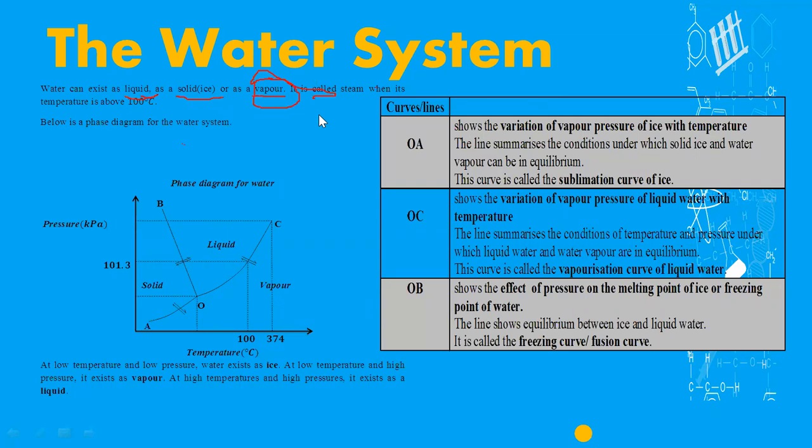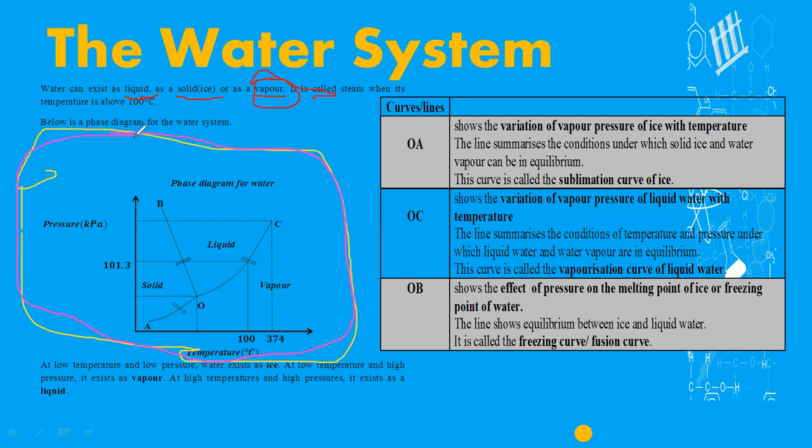So water is called steam when it's above 100 degrees Celsius. Let's carefully look at the phase diagram for water here. This is the phase diagram for water. Who has given me color yellow? I hate this color. Let me pick another color. Maybe this one, the pink one, will work better for me. So this is the water system. And here is what we call a phase diagram.